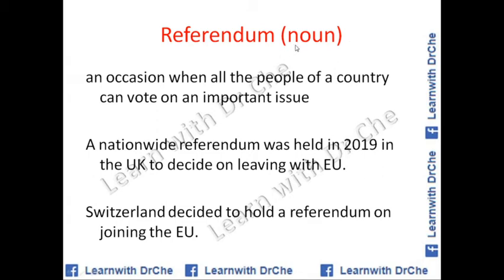Referendum. Referendum is a noun. It means an occasion when all the people of a country can vote on an important issue. A nationwide referendum was held in 2019 in the UK to decide on leaving the EU.